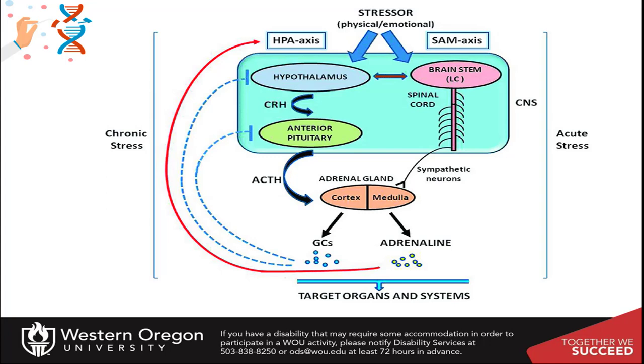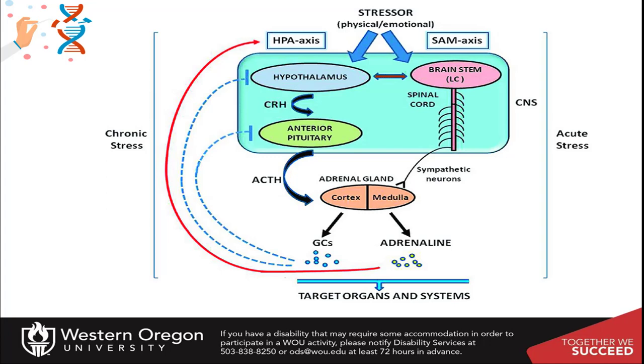The SAM axis is primarily responsible for the stimulation and release of adrenaline. And this one is just a little bit different. It goes from the brainstem and it goes through the spinal cord instead of going through the hypothalamus and the pituitary gland. And neurons from the spinal cord are going to stretch all the way out to the adrenal gland. And there are different tissues inside the adrenal gland, the medulla and the cortex.